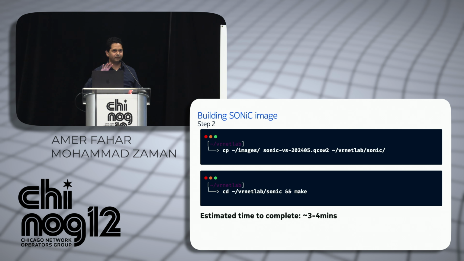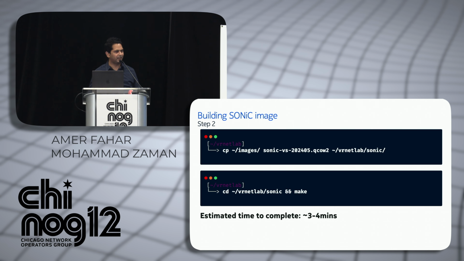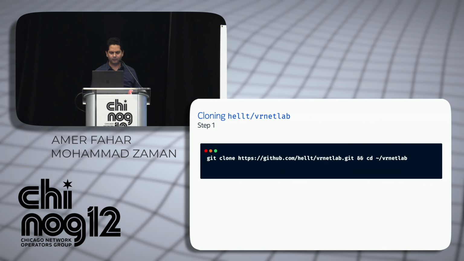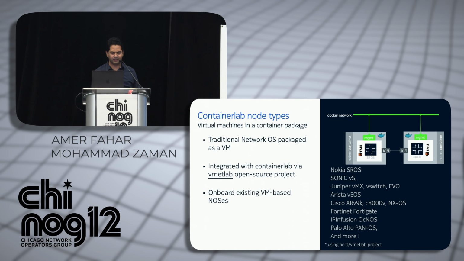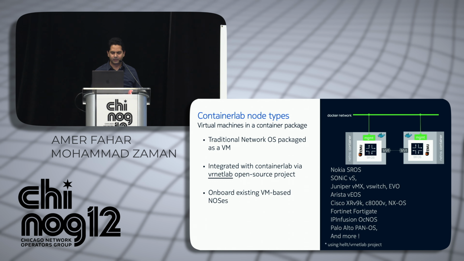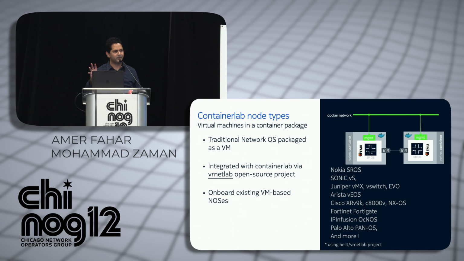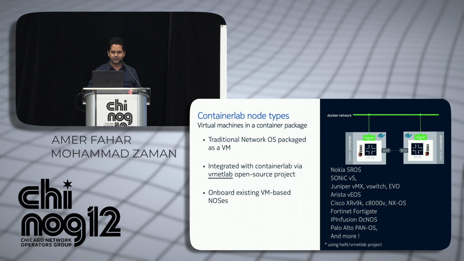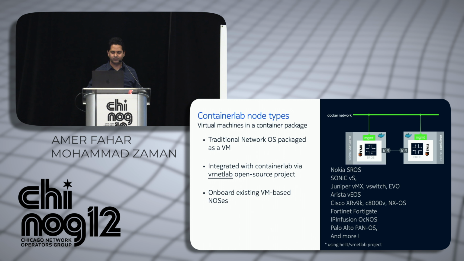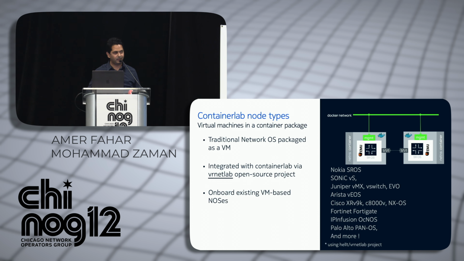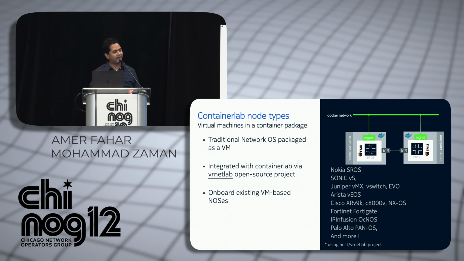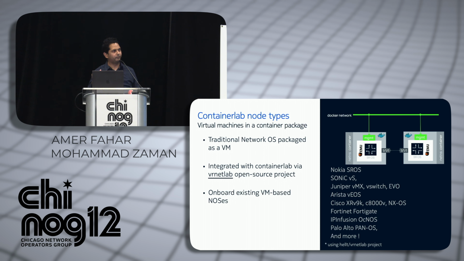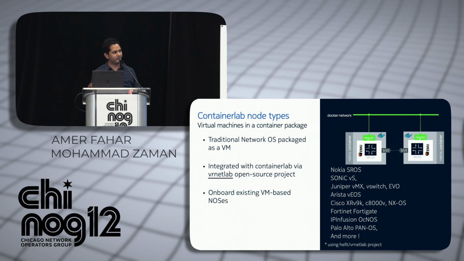So I think everyone will get these slides or they can be downloaded, and they're also available online as well. The different VM images that are available include Nokia SROS, Sonic, Juniper, Arista vEOS, and many others that you will have to package as a container to utilize in ContainerLab.